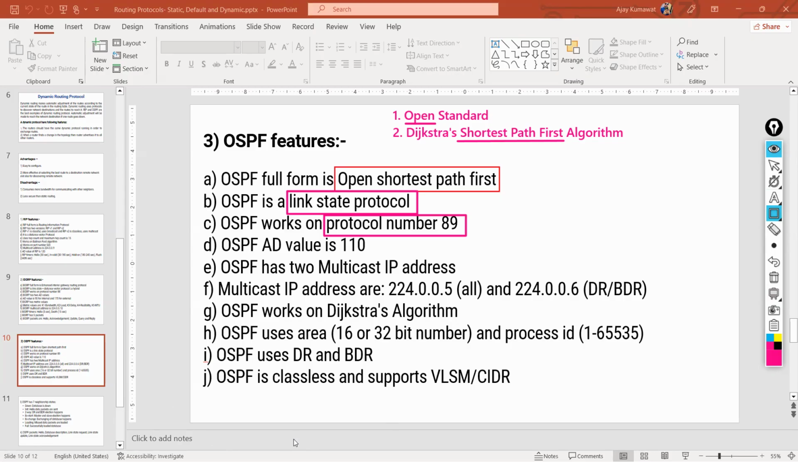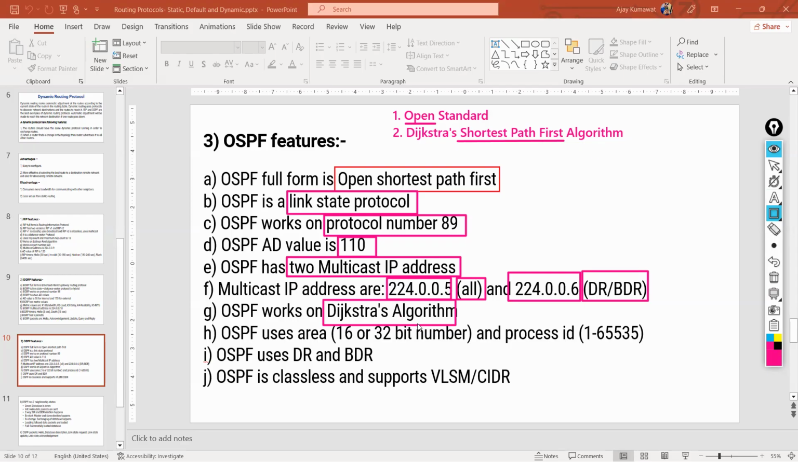Now see here. AD value for OSPF is 110. OSPF uses two multicast addresses, 224.0.0.5 as well as 224.0.0.6. 224.0.0.5 is used when your traffic is going to all the routers, and 224.0.0.6 when your traffic is going to the DR and BDR. Now, what is DR and BDR? We'll discuss about it. Designated router it is known as, and backup designated router. Then it uses Dijkstra's algorithm. The full name is Dijkstra's shortest path first algorithm. Sometimes you call it the SPF algorithm also, in short.